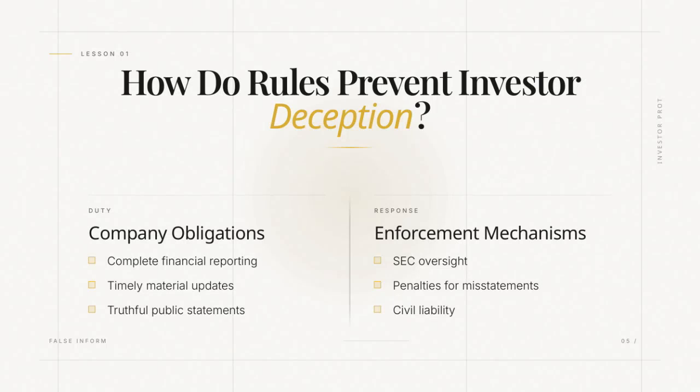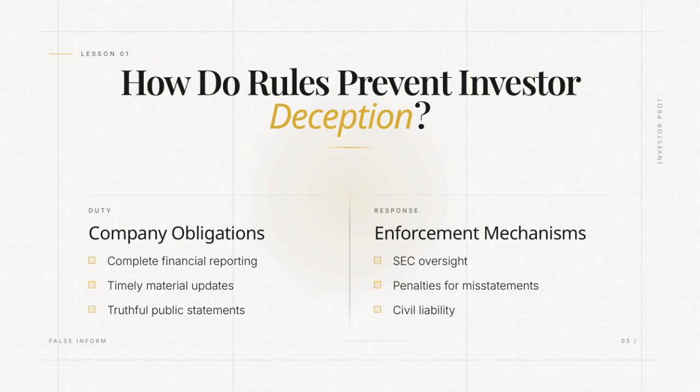In this lesson, we'll focus on investor protection and how rules help prevent investor deception. First, companies have specific duties to protect investors. They must provide complete financial reporting, ensure that any material updates are shared promptly, and make truthful public statements. These obligations are crucial because they allow investors to make informed decisions based on accurate and timely information.